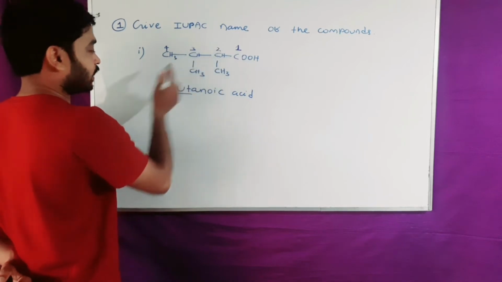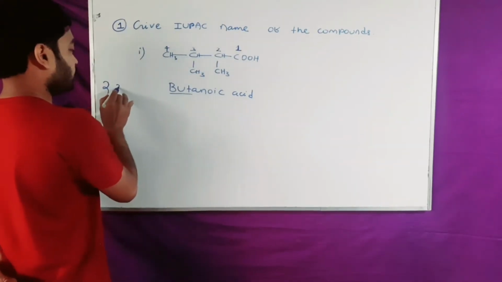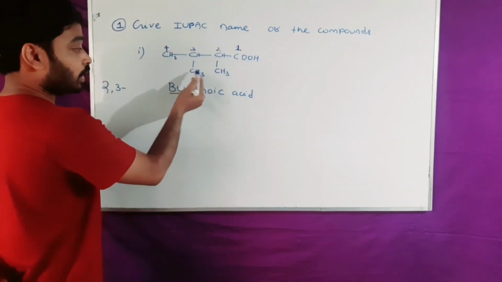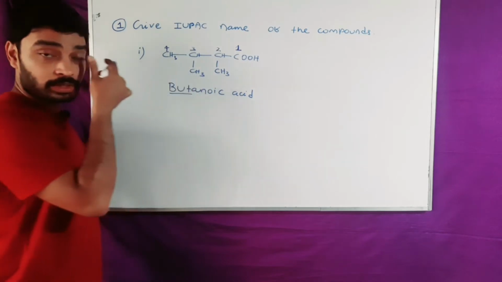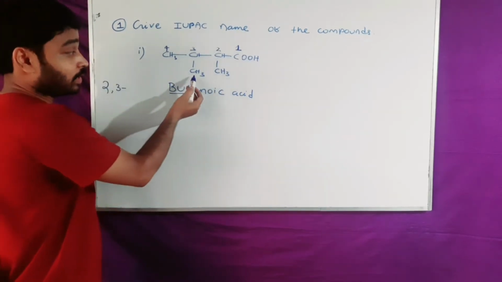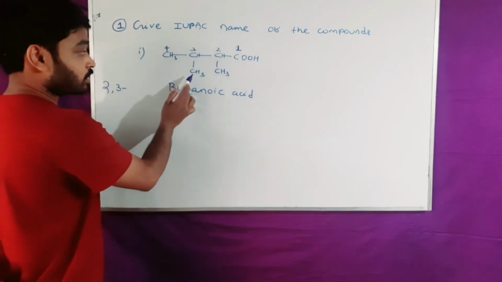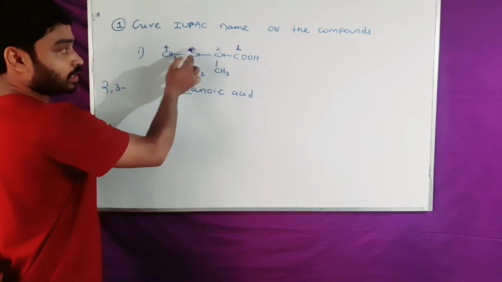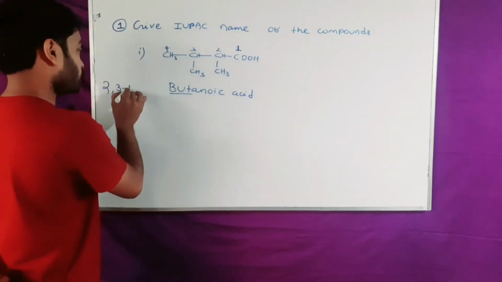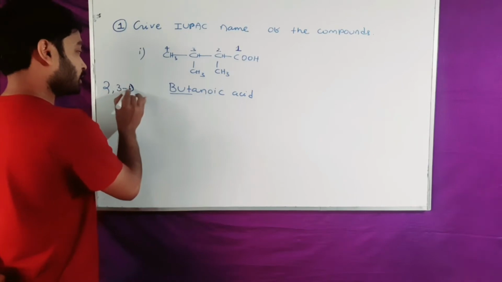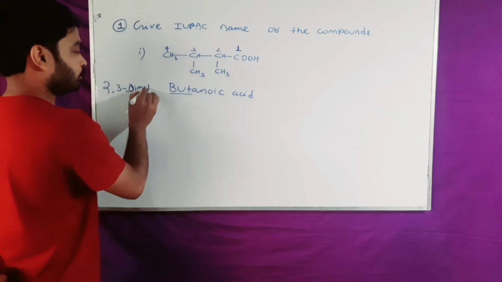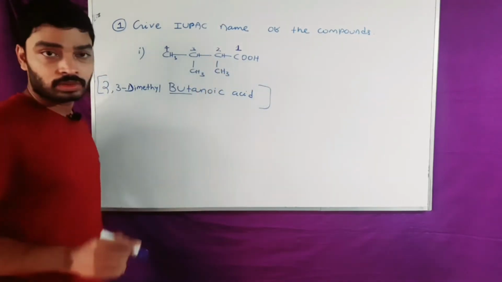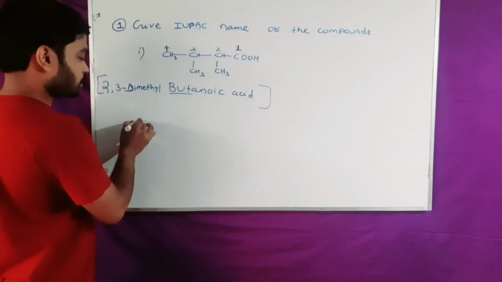And the second and third carbon contain identical groups. It is the methyl group, you know, so it belongs to the alkyl group, and the n value is 1, it is called a methyl group, it is another methyl group. So the 2 and 3 carbons contain a methyl group. That's why the name will be 2,3-dimethylbutanoic acid for the given compound. So moving on to the next question from IUPAC name.